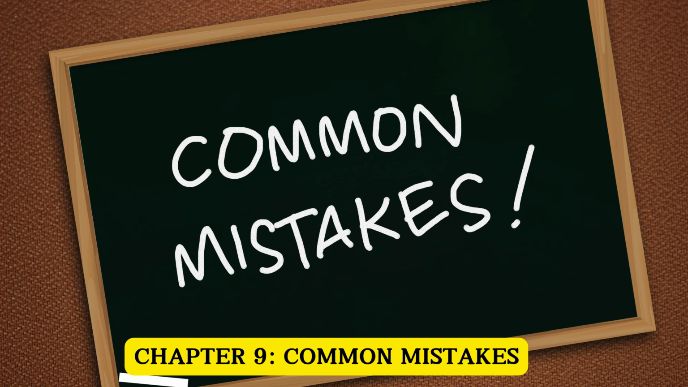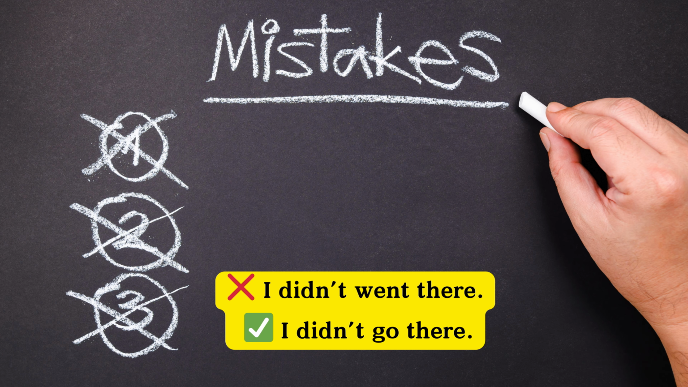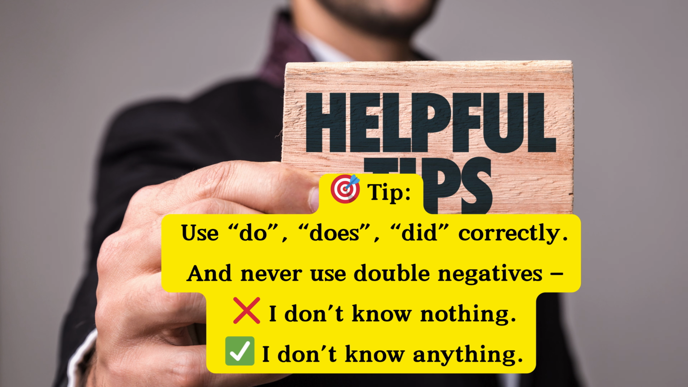Chapter 9. Common mistakes. Let's fix some common English mistakes that even good learners make. He do his work. He does his work. I didn't went there. I didn't go there. She is very best. She is the best. Tip. Use do, does, did correctly, and never use double negatives. I don't know nothing. I don't know anything.